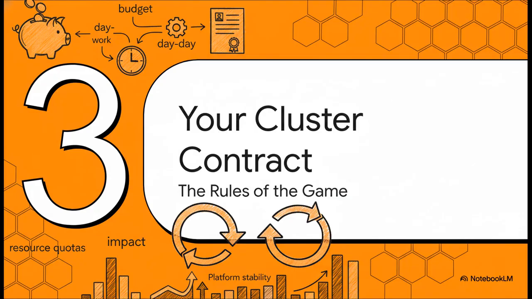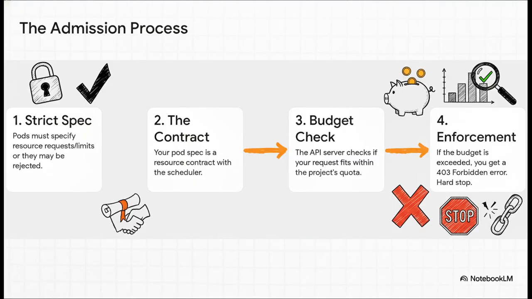All right, so the budget is all set. Now, how does this actually affect your day-to-day work? This is where we get into what I like to call your contract with the cluster. When a quota is active, the rules of the game are actually pretty simple, but they are very strict. First, you have to specify resource requests and limits in your pod definition. If you don't, it gets rejected, period. Think of that spec as your contract. The API server then checks if your request fits inside your budget. If it doesn't, that's when you get that 403 error. It is a hard stop.